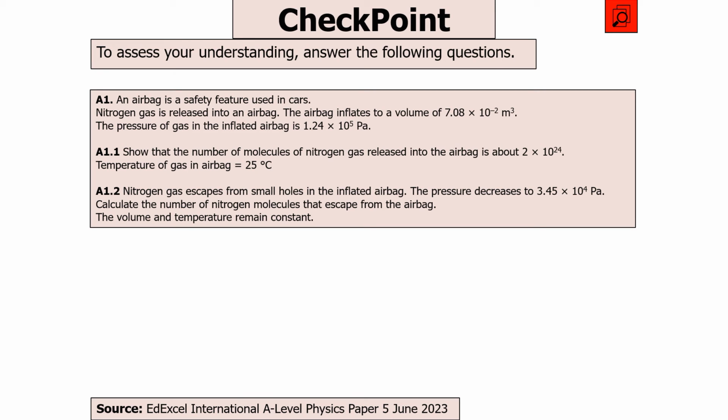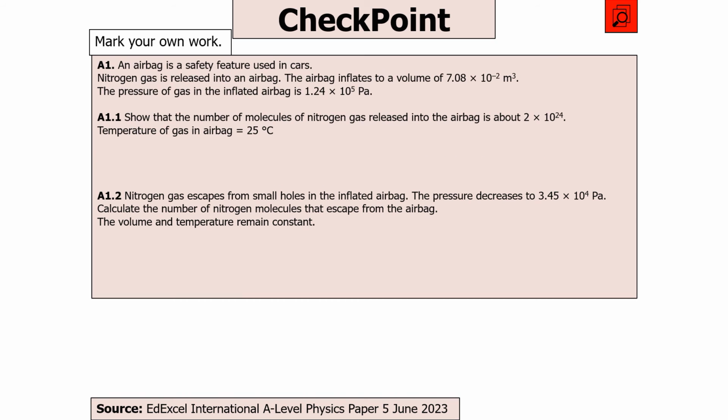The next question says, an airbag is a safety feature used in cars. Nitrogen gas is released into an airbag. The airbag inflates to a volume of 7.08 times 10 to the minus 2 meters cubed. The pressure of the inflated airbag is 1.24 times 10 to the 5 pascals. Show that the number of molecules of nitrogen gas released into the airbag is about 2 times 10 to the 24. Nitrogen gas escapes from small holes in the inflated airbag. The pressure is decreased to 3.45 times 10 to the 4 pascals. Calculate the number of nitrogen molecules that escape from this airbag. The volume and temperature remain constant. So pause the video now, then unpause the video when you want to go through your answer.